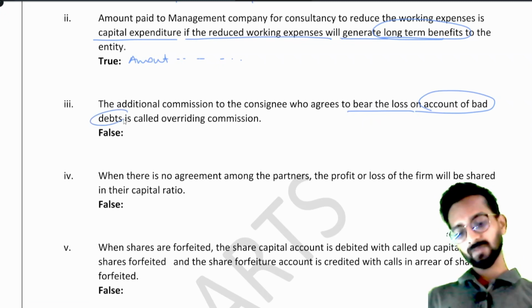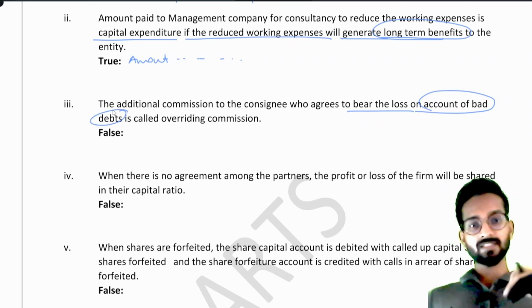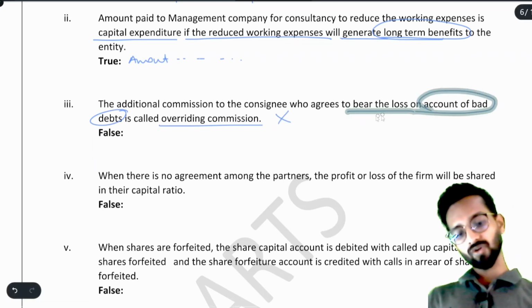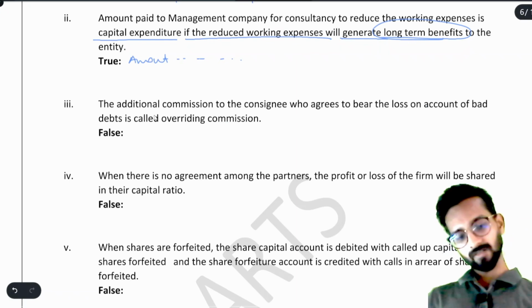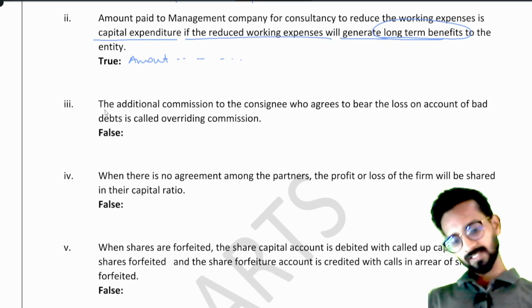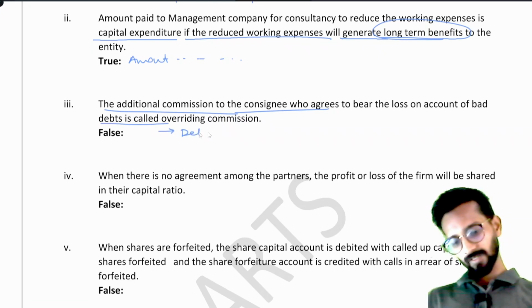Now, the additional commission to the consignee who agrees to bear the loss on account of bad debt. Very good. It means our consignee is telling that if there is any loss, whenever consignee is selling the goods, if there is any loss of bad debt, then they are saying it is called as overriding commission. Absolutely wrong. What is it called as? You all know that. Obviously you think I am talking to myself. False. The additional commission to the consignee who agrees to bear the loss is called as del credere commission.